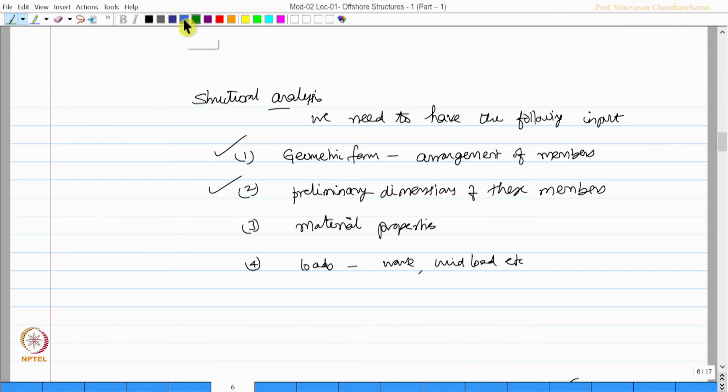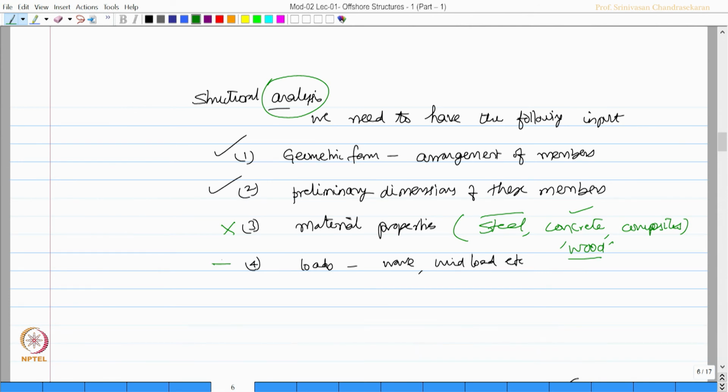Let us take for example, the most commonly used material is steel, concrete, and now in recent times people also use composites. Wood has been used, is also being used, but is a rare application. Generally offshore structures are primarily constructed with steel as the material. We do have concrete platforms as well. So, material is not a serious botheration from the analysis perspective. Loads will be defined by the sea state. So, we should know how to estimate these loads for the analysis. The main problem starts with what geometric form I have to assume for the analysis.